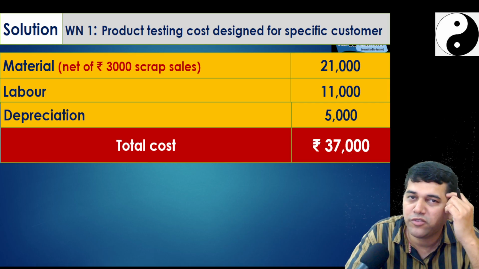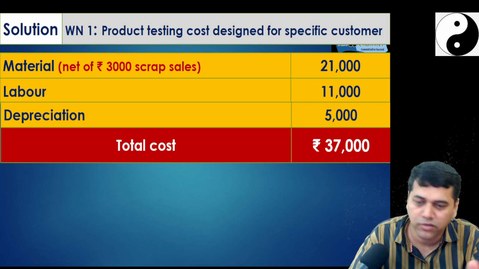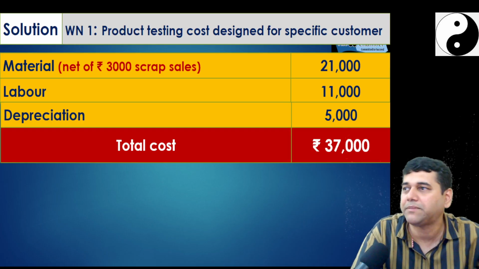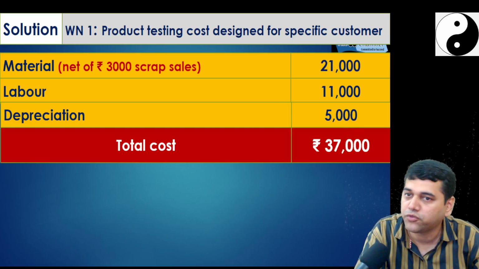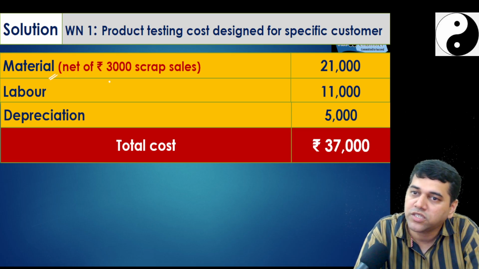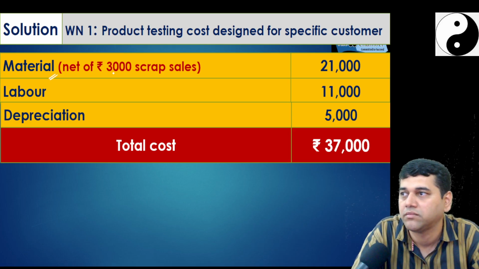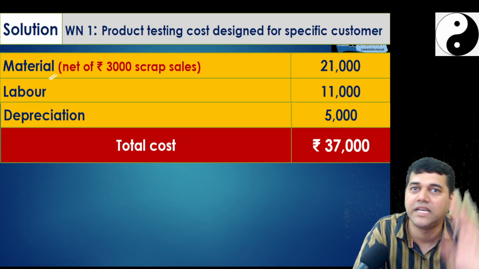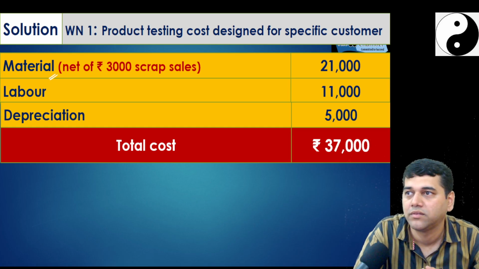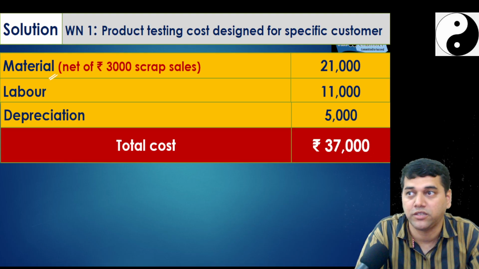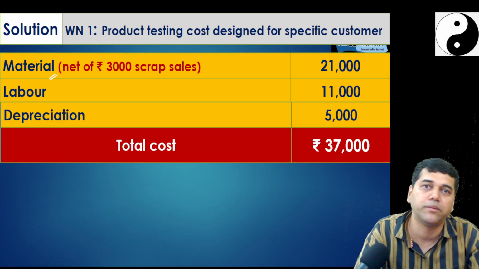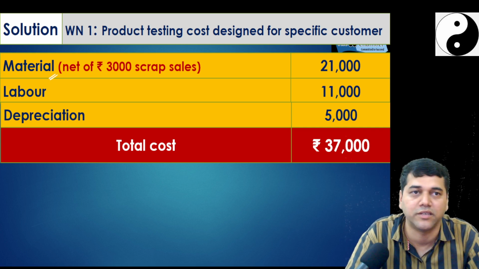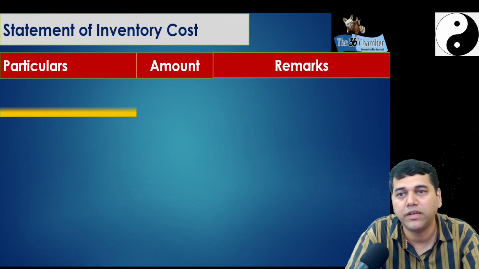Net of 3,000 scrap sale means you have purchased some long paper, and you have cut it into equal size pieces. So some scrap remains, and you sell it now. Whatever scrap sale you realize, you deduct from the cost of the material only. In fact, that is also your inventory if you keep it, but scrap inventory is like a byproduct. We will see later what to do with the byproduct. If it is a joint product, then allocate it. If it is a byproduct, then whatever sales value you realize, you deduct it from the main. So it's a byproduct here, not a joint product. We'll discuss this application later. Clear? Now we will calculate the cost of the inventory.